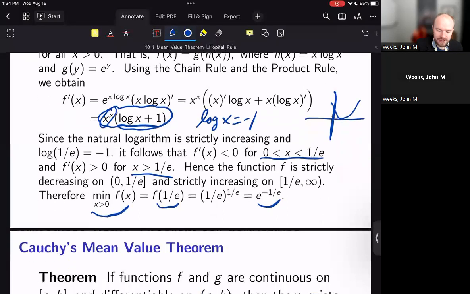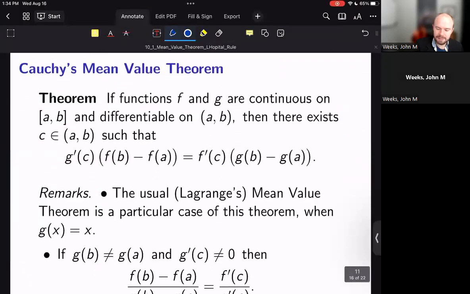Now, before we go on into our very last main application here for derivatives, we want to talk about something called Cauchy's mean value theorem, which right now is going to look a little bit strange. It's going to look like the mean value theorem, but you just stapled another function onto it. If functions f and g are continuous on the closed interval from a to b and differentiable on the open interval from a to b, then there exists a point c inside that open interval such that g prime of c times f of b minus f of a equals f prime of c times g of b minus g of a.